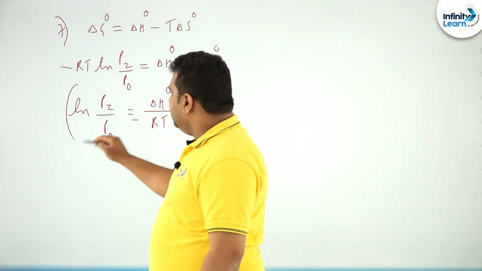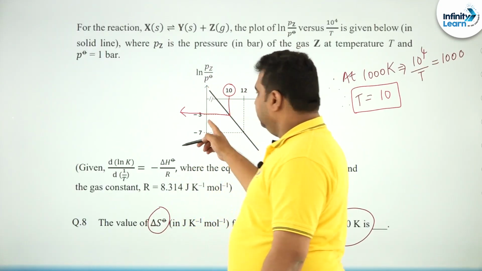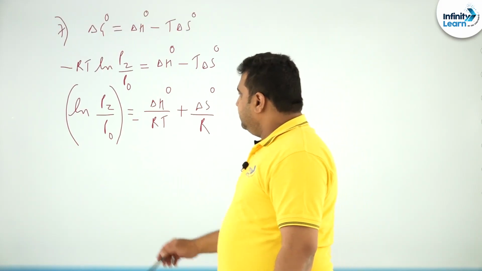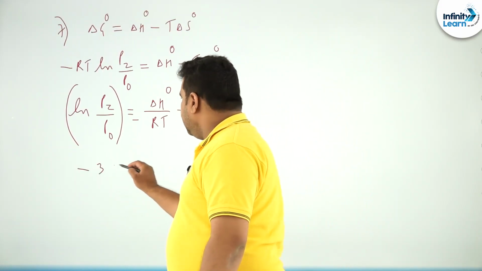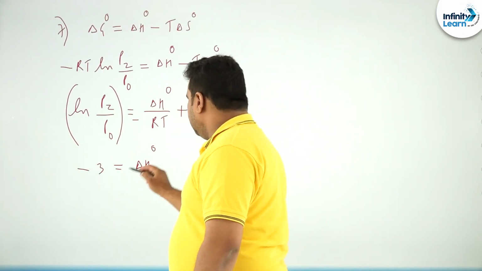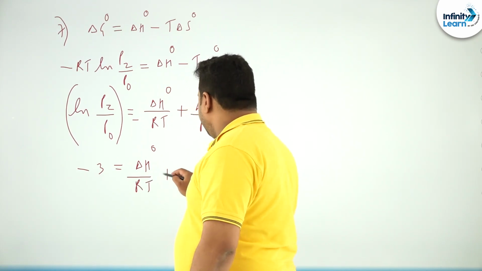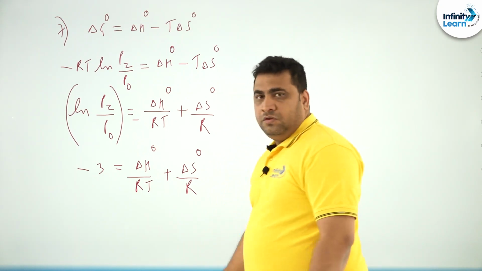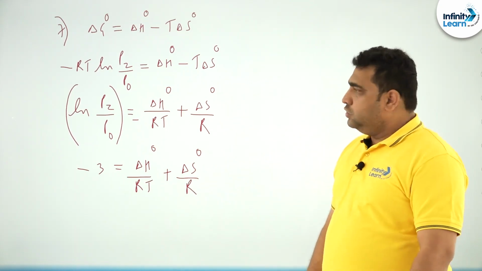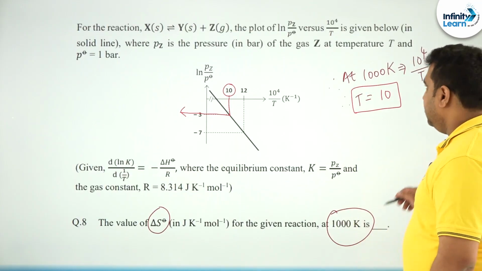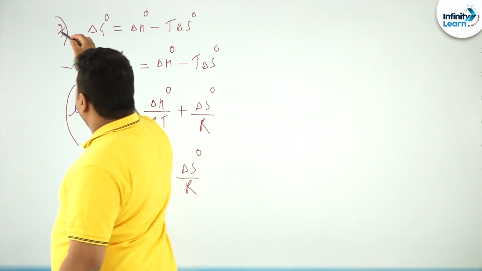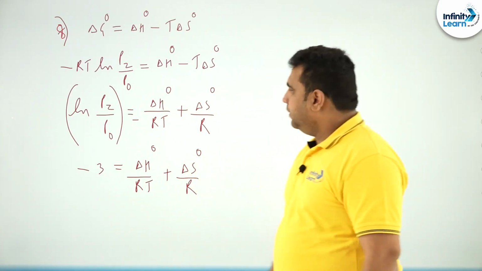This value is already defined. So therefore this value is taken as minus 3, equal to delta H naught by RT plus delta S naught by R. Solving this, you are going to get the solution for your question number 8. Sorry, I have labeled here question number 7, this is 8, okay.